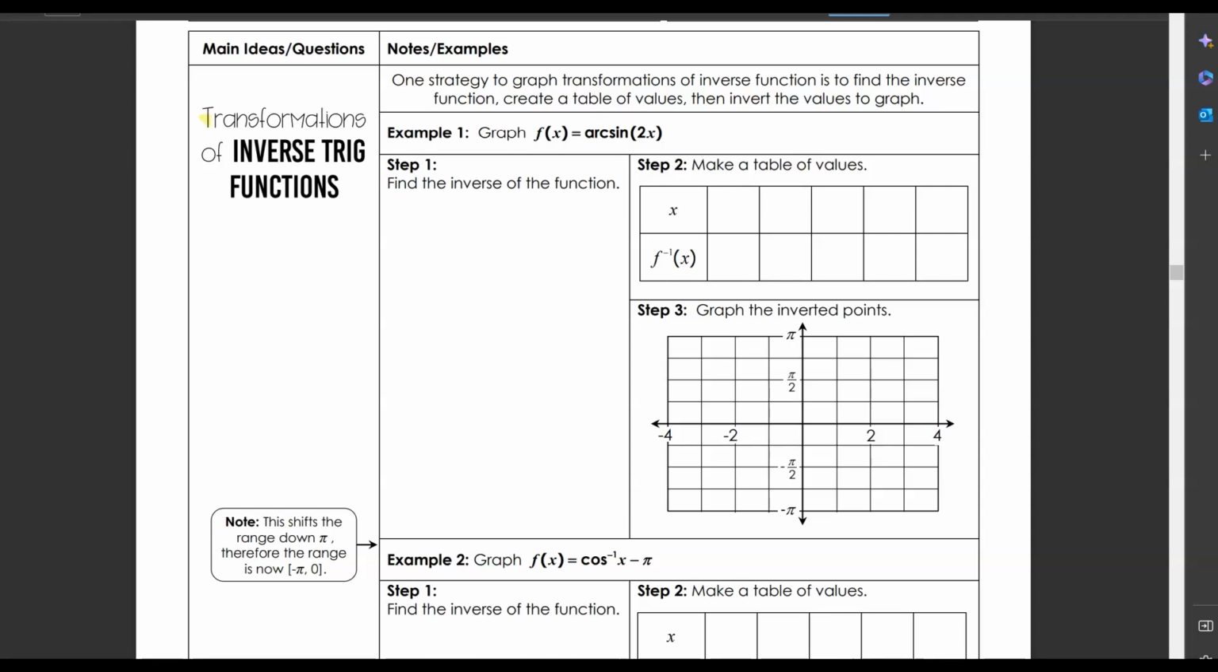All right, class, in this video, we're going to be talking about the transformation of inverse trig functions and kind of graphing those. So one strategy to graph the transformation of inverse function is to find the inverse function. So that's going to be a first step.